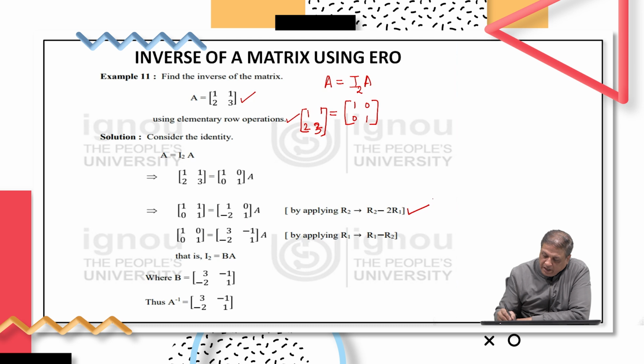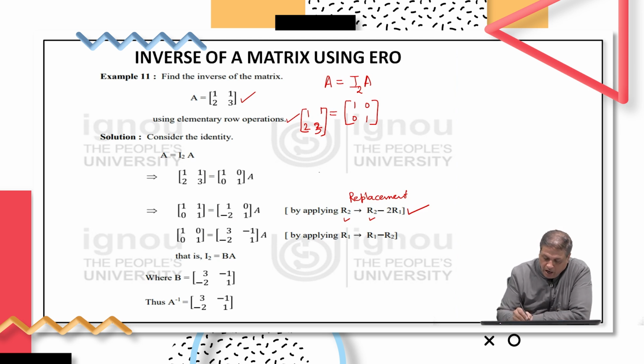Now, applying the elementary row operations, R 2 is to be replaced by R 2 minus 2 times R 1. So, this turns out to be minus 2, and again 2 times R 1. So, R 2 should be, this turns out to be 1. After applying this replacement, what is the R 1 value? Let me solve it for you. This is the new value of R 2.